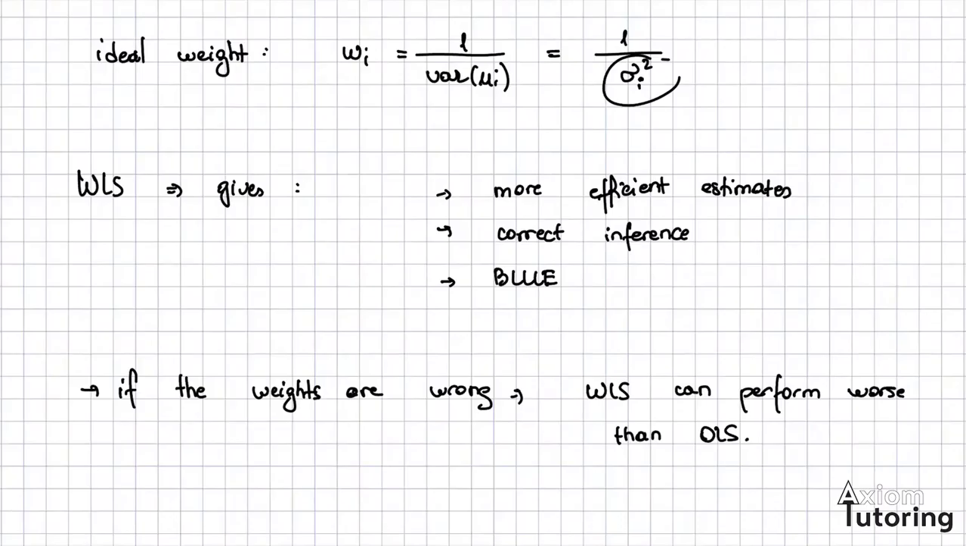We've covered what it is, why it matters, how to detect it, and ways to address it. The next problem that we're going to move on to is endogeneity and the solution to it, instrumental variables.